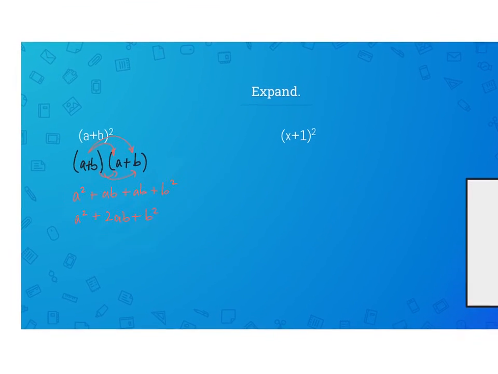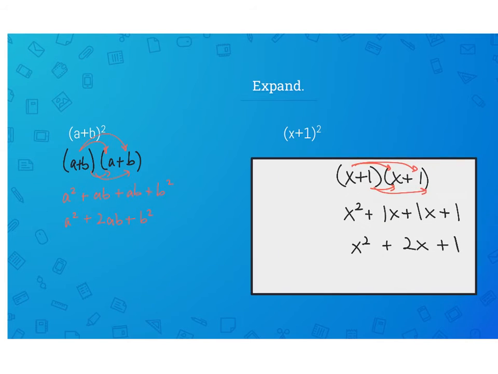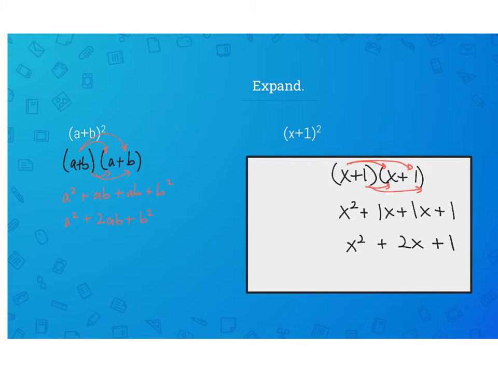For ease, I actually did the second one on a different piece here. So you can see that I've done x plus 1, and I used the arrows, and I got x squared plus 2x plus 1. So these are very similar questions. Perhaps you might notice some patterns. If not, it's okay. We got more questions to go.